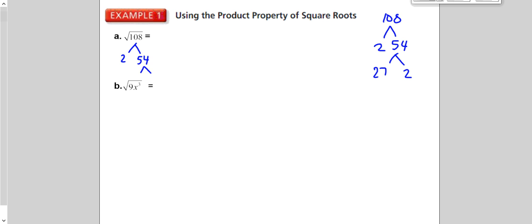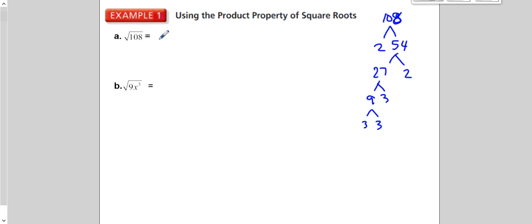I'm running out of room over here. So this is 108. 2 times 54. 54 is 2 times 27. 27, well, that's 9 times 3. Keep going.